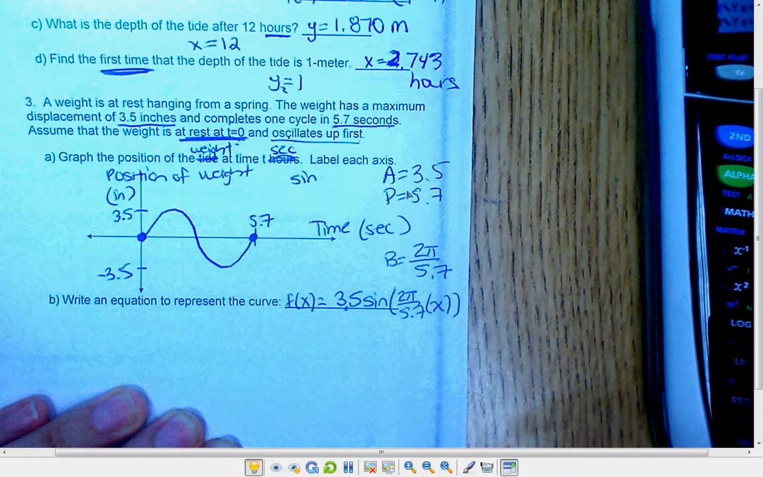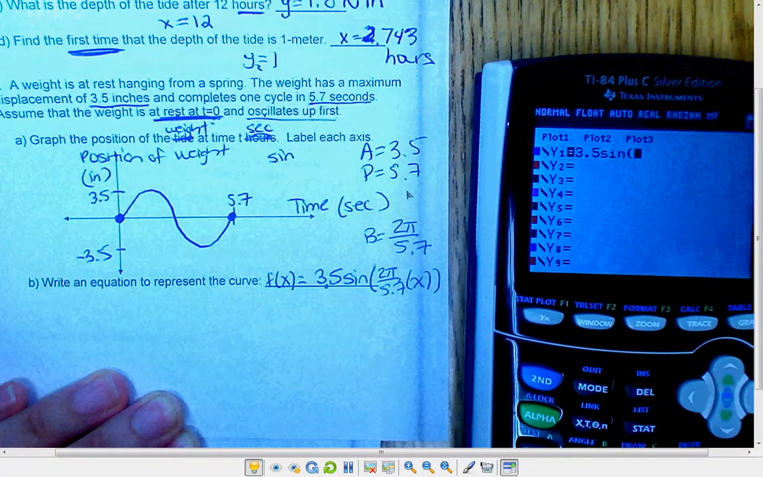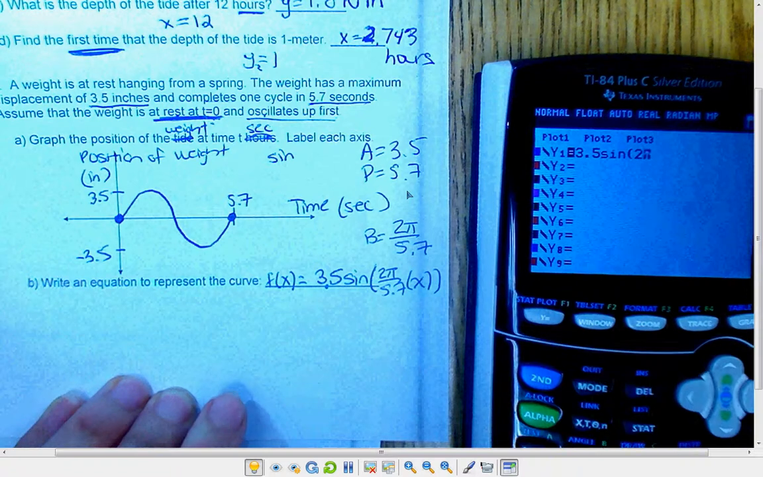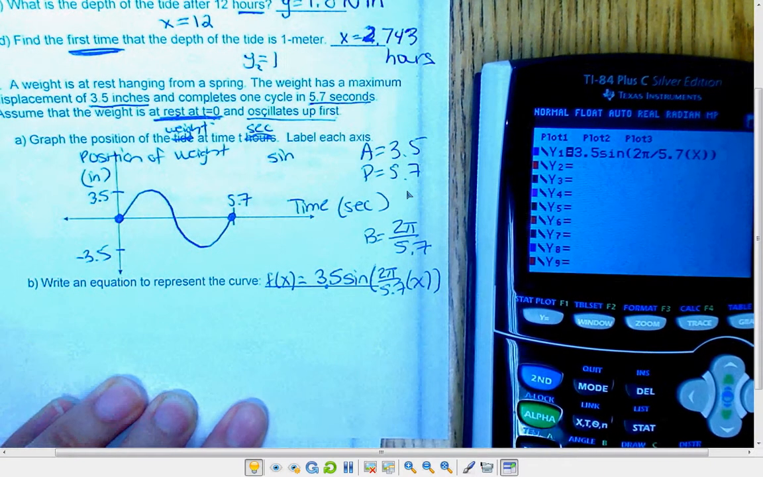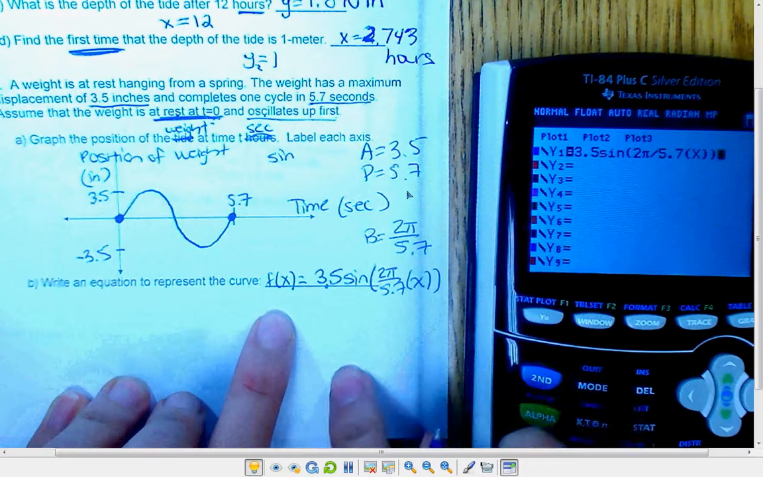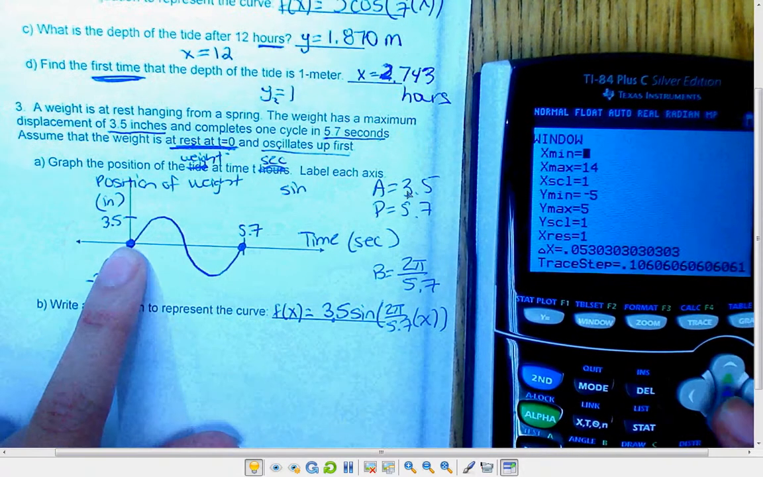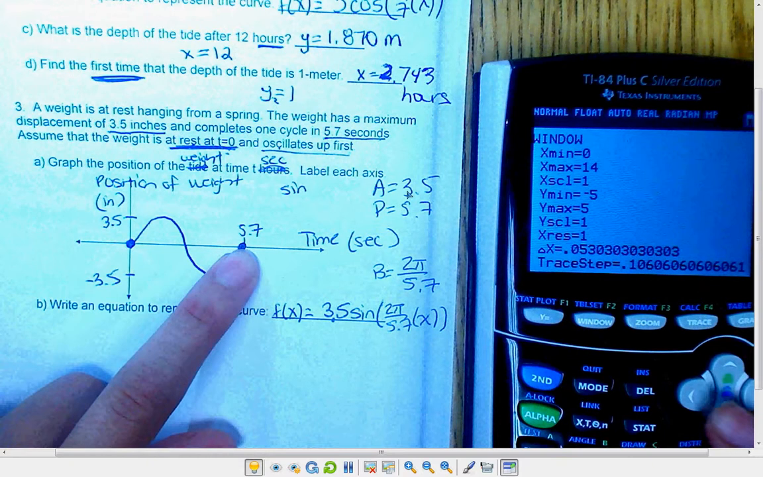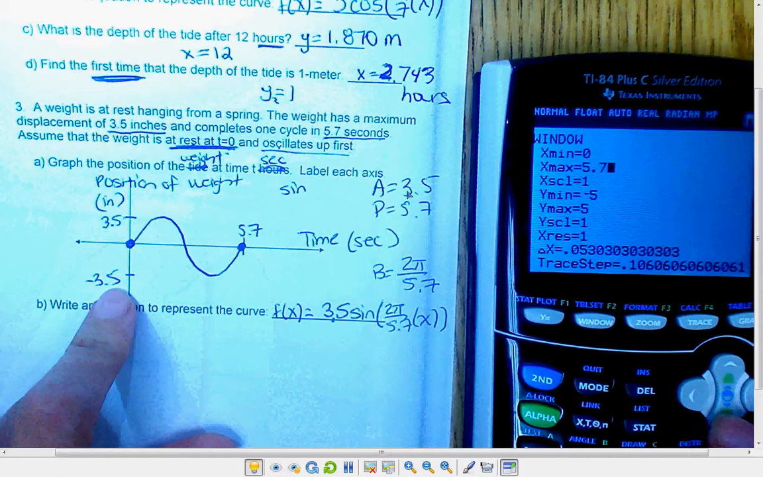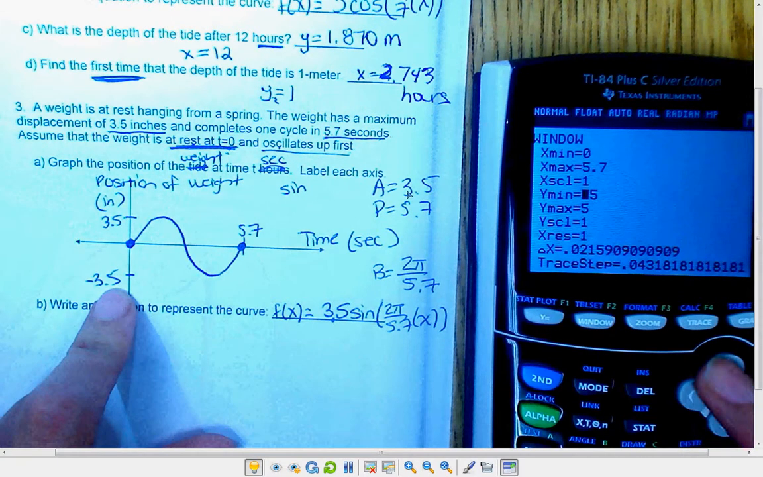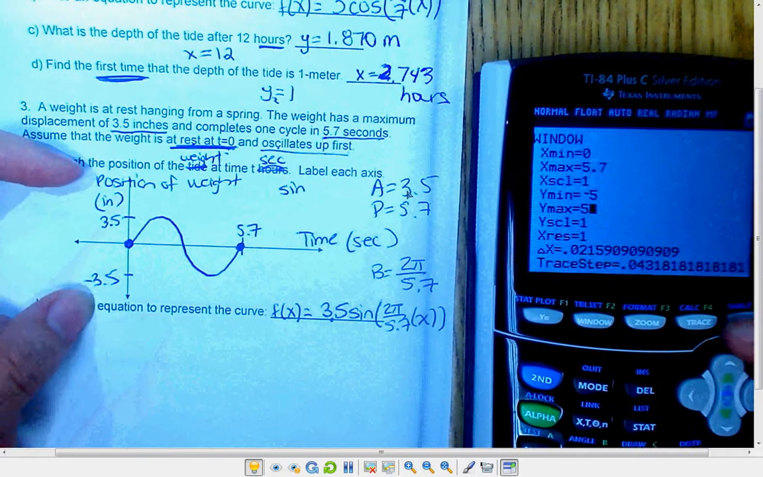So let's put this into our calculator. We have 3.5 sine, open parentheses, 2 pi divided by 5.7, open parentheses, x, close parentheses, close parentheses. So this should look exactly like your equation. Let's check to make sure we graphed it right. So go to your window. X minimum is 0. X maximum, I'm going to make 5.7. For my y's, I wanted to go from negative 3.5 to 3.5. So I'm just going to leave it as negative 5 to 5. So again, I can make sure I see the whole graph.